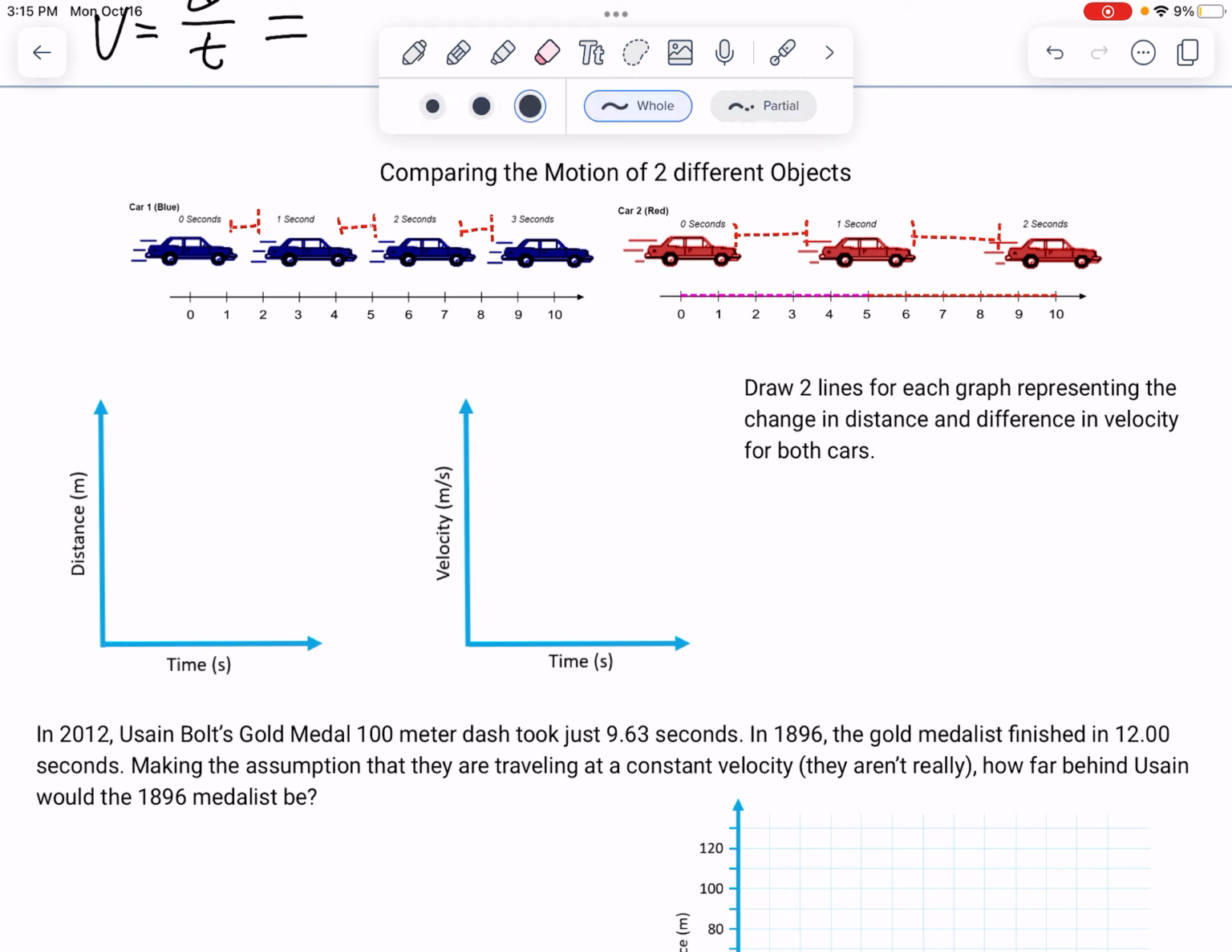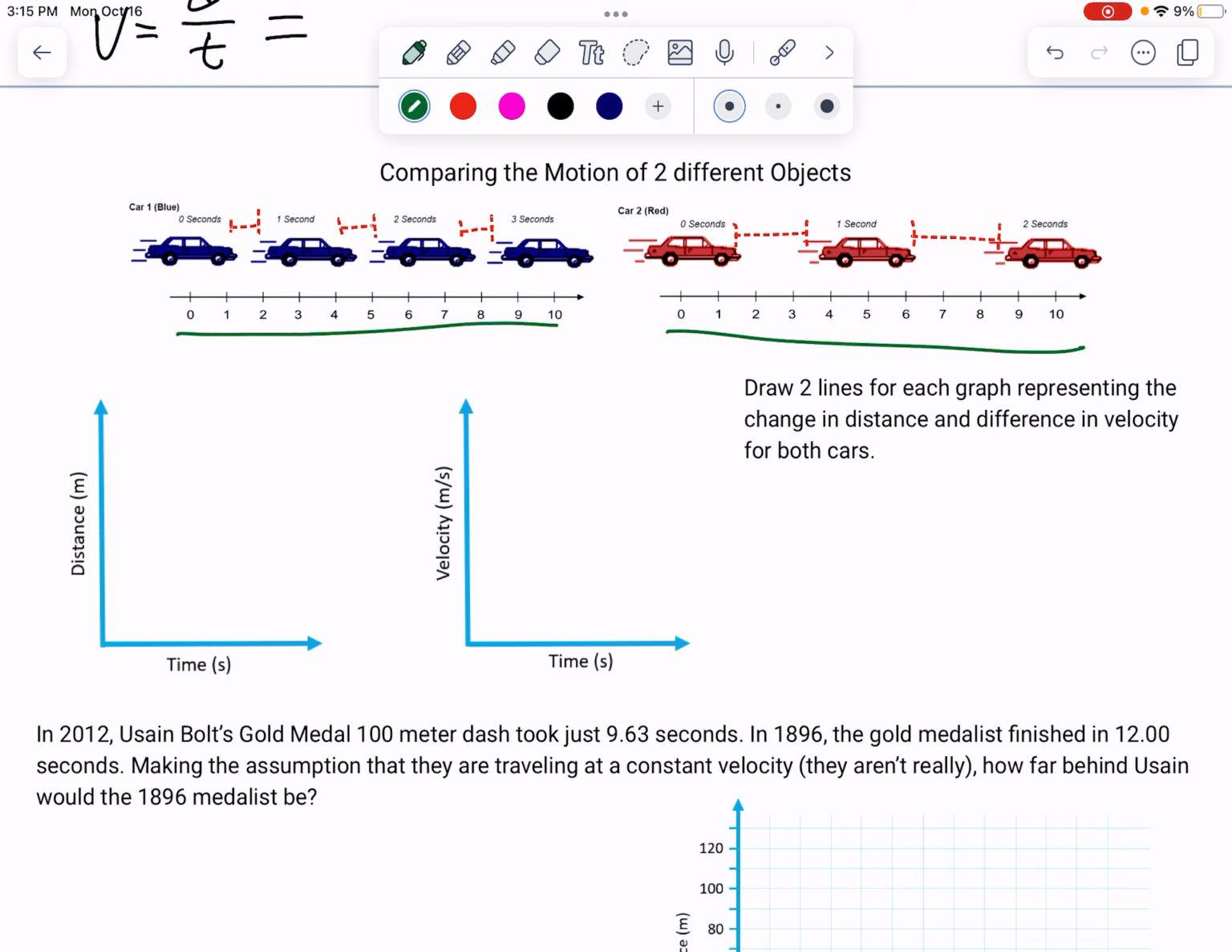A motion map is essentially like if you took a camera and you set it up in one spot, and then every second you took a picture, you could see the change in position of your object at each second. So we have this done for two different cars. You'll notice that the scale here is the same for both, right? They start at 0 and they go to about the 10-meter mark. So look at the difference here. Look at the spacing. Look at where they are at each second.